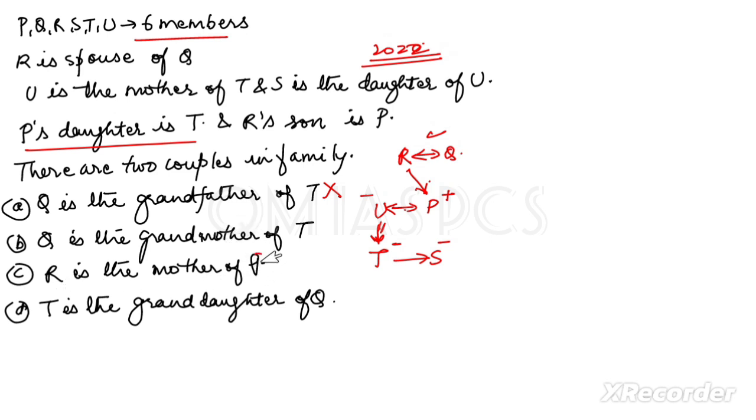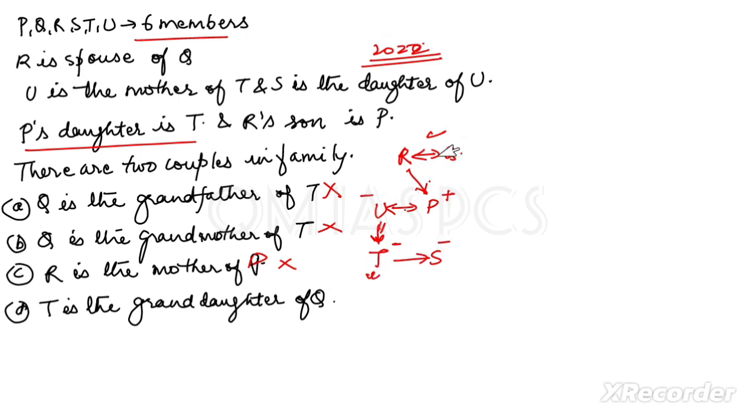Okay, R is the mother of P, that is also wrong, because we don't know about the gender of R and Q. Okay, so this is also wrong. And the last one is T is a granddaughter of Q.